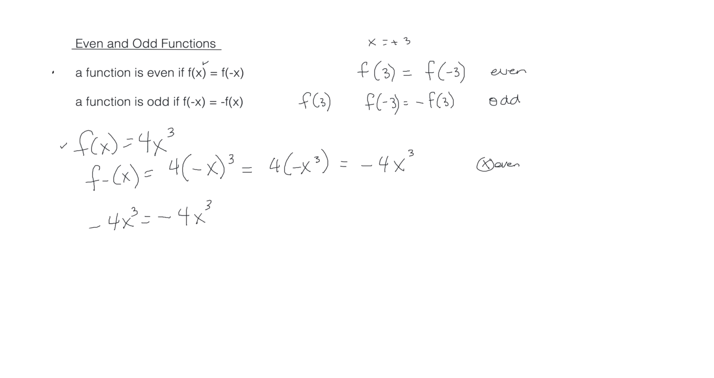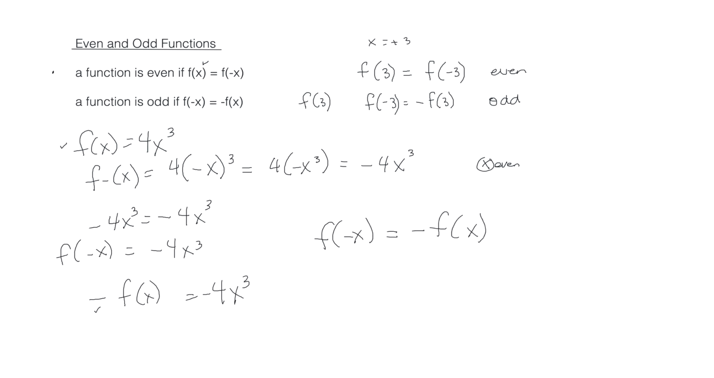I did f of minus x, which we have here as minus 4x cubed, and then minus the f of x. F of x was 4x cubed, minus that. So in this case, f of minus x equals minus f of x, because these are the same things, f of minus x and minus f of x. So the function is odd.